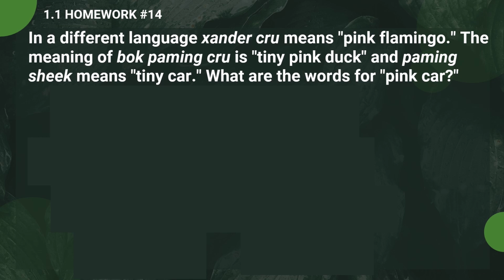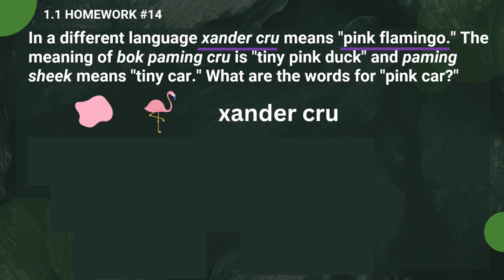We're going to take it very slow and go through this one part at a time. Okay, so Xander Crew means pink flamingo. This is where we're going to be interpreting some kind of unknown language, but we're using mathematical logic to do this. All right, so Xander Crew means pink flamingo.